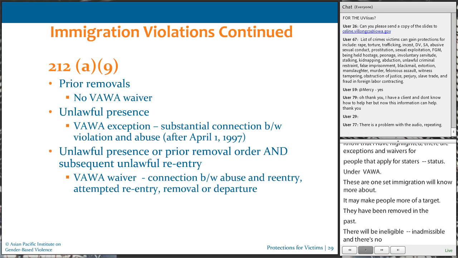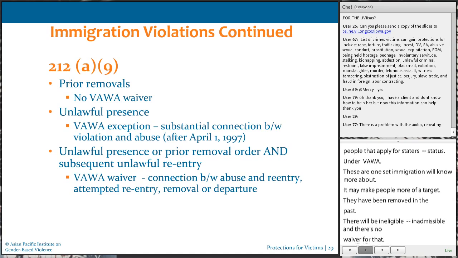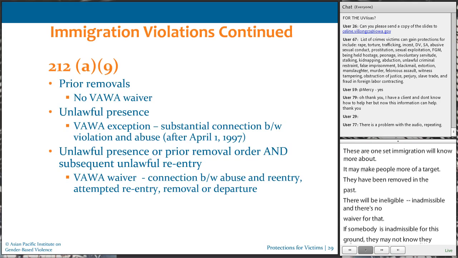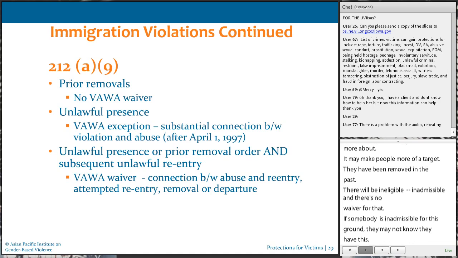So just know that if somebody's inadmissible for this ground, they may not even know that they have this. For example, if somebody was ordered deported in a deportation case that they didn't appear for, like they didn't even know they had a prior deportation order because they didn't get notice of their case, and they didn't go to their court hearing, they might have a prior removal order.